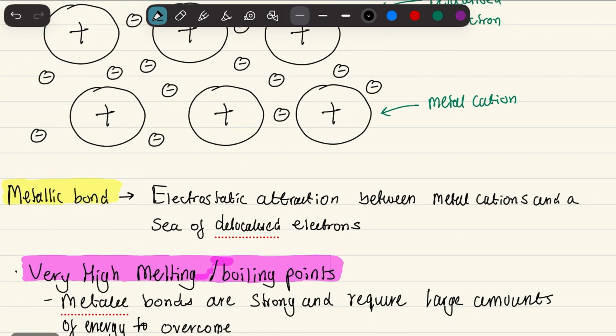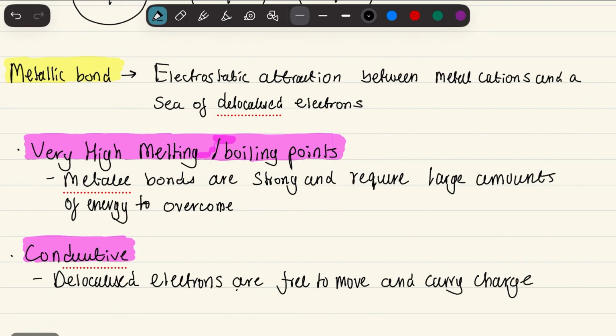Cool. Now we can talk about what a metallic bond is. It's an electrostatic attraction between metal cations and a sea of delocalized electrons. I cannot stress how important definitions are in your A-level chemistry. Yeah, make sure to learn these definitions because they are not hard to remember.